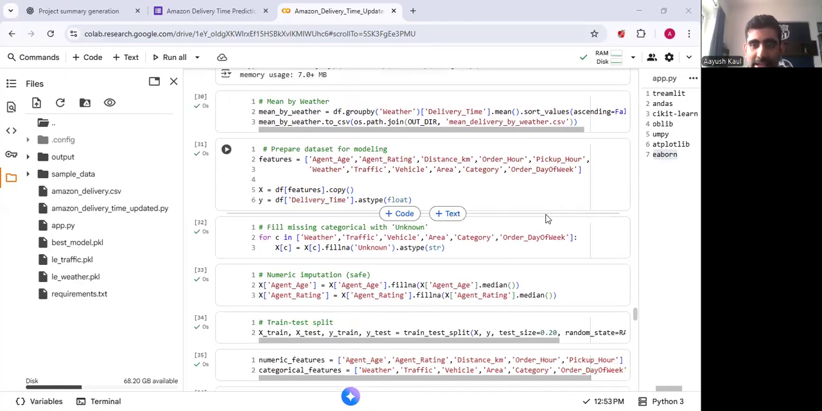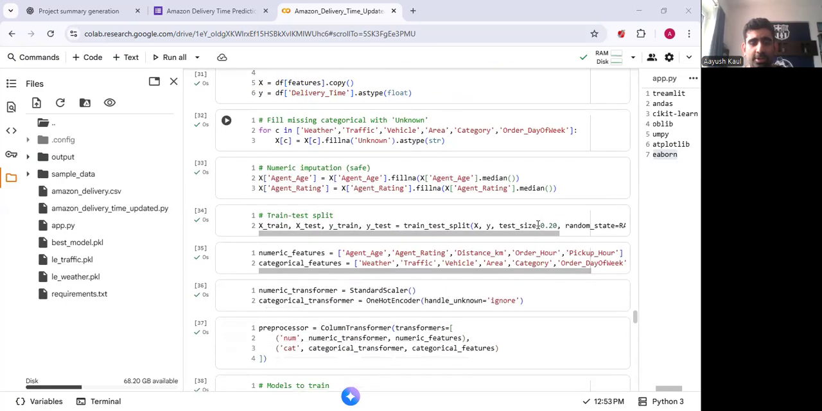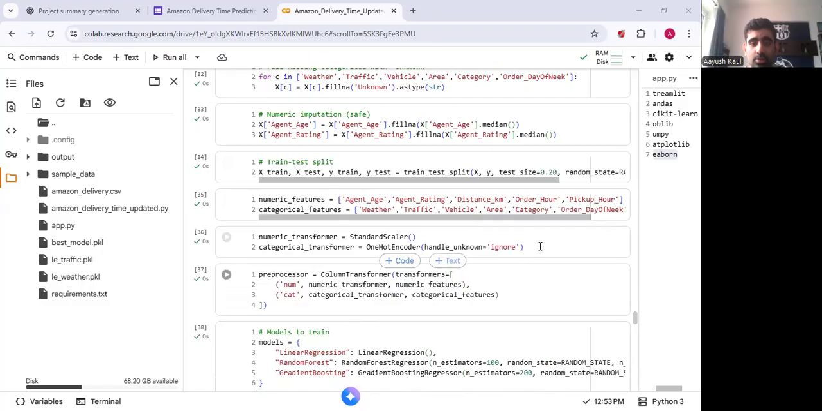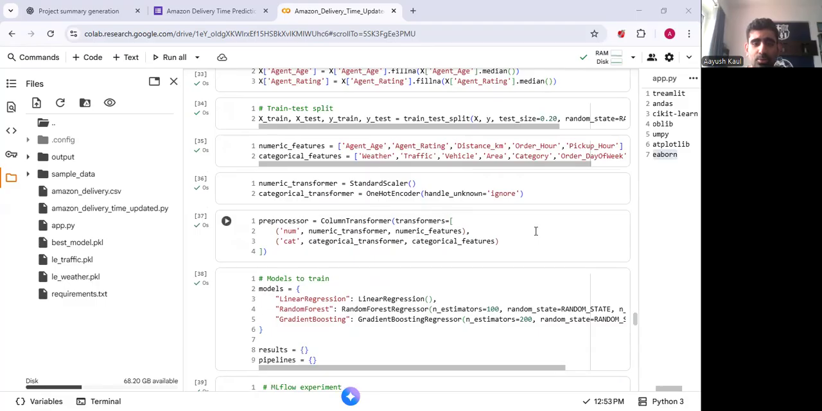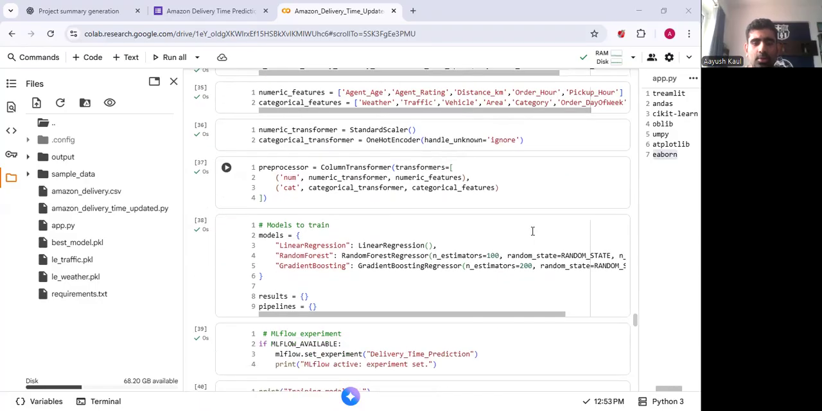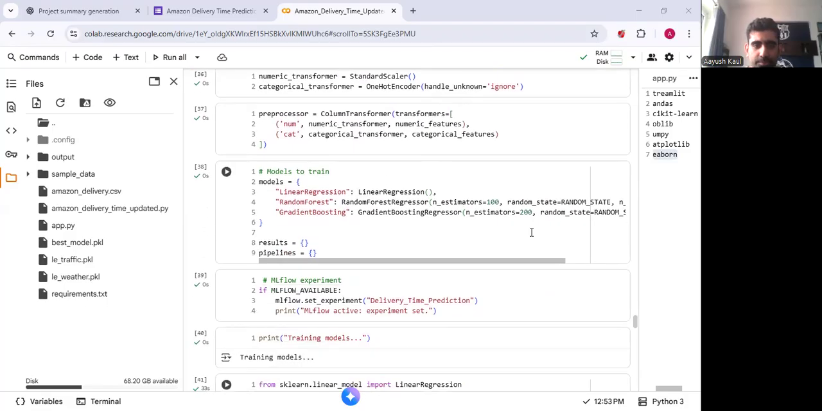So now we'll make an ML model. For that, we prepare the dataset for modeling, and then we fill missing categorical values with unknown and do numeric imputation, and then we do a train-test split, where we differentiate between numeric features and categorical features, and then we do encoding of those columns, wherein we use StandardScaler for numeric columns and OneHotEncoder for categorical columns. Then we preprocess the data. Then we train the data on 3 different models, and the most optimal one would be chosen to make the final ML model.